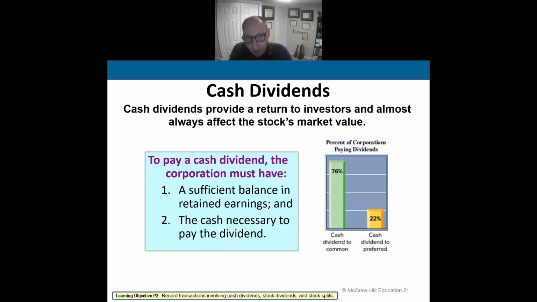Obviously, the company's not going to pay a dividend if they don't have enough cash on hand to do so. And they also need to make sure that they have enough in the retained earnings balance to be able to pay a cash dividend. If I don't have retained earnings, meaning I haven't left enough income retained in the company, I'm not going to pay a cash dividend. It's real simple.